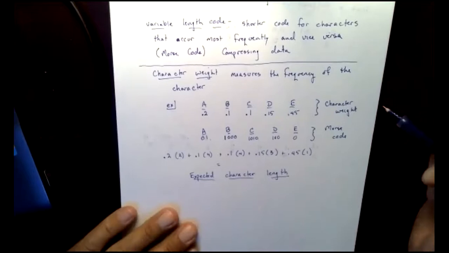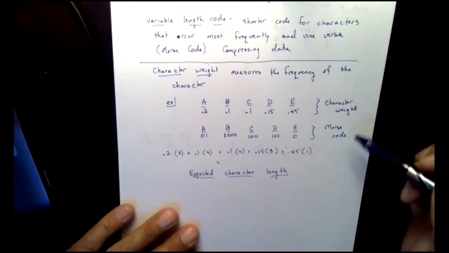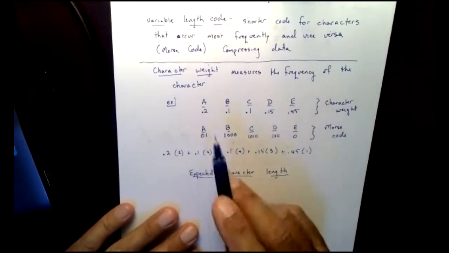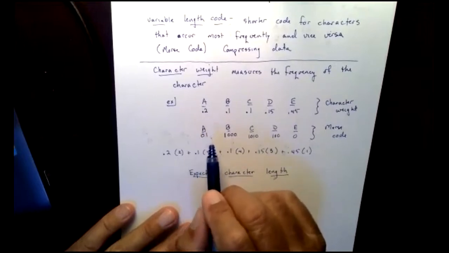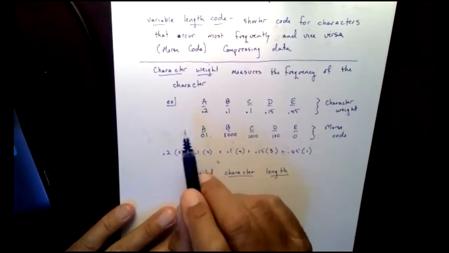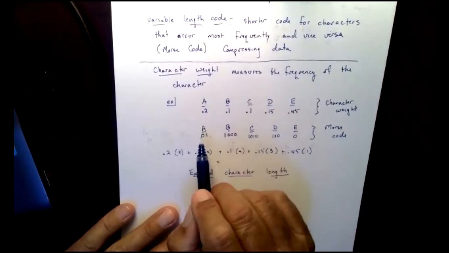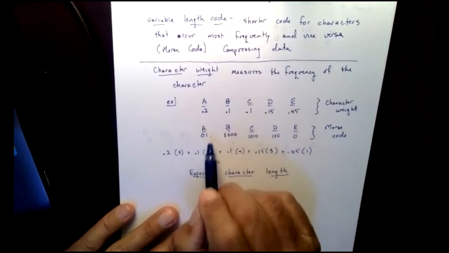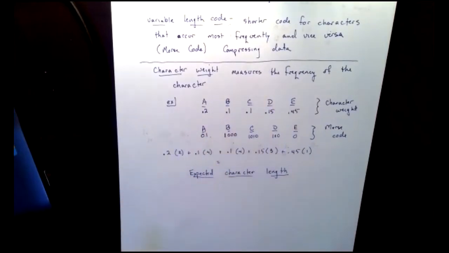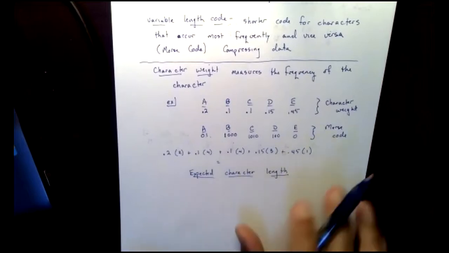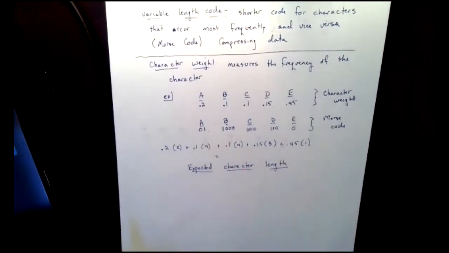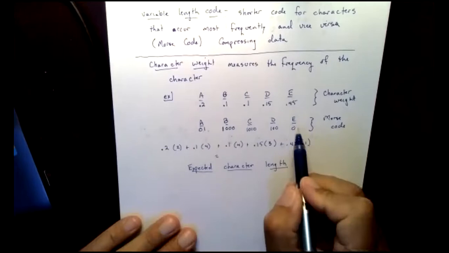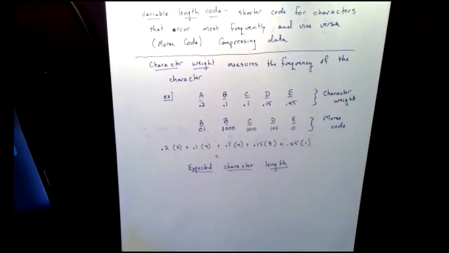Well, let's take a look at Morse code right now. The A is 01. What I mean by 01 is I took that binary tree that was dots and dashes, and wherever there was a dot, I made it a zero. Wherever there was a dash, I made it a one. Because welcome to the world of computer science. We're going to work with zeros and ones. E was that single zero.